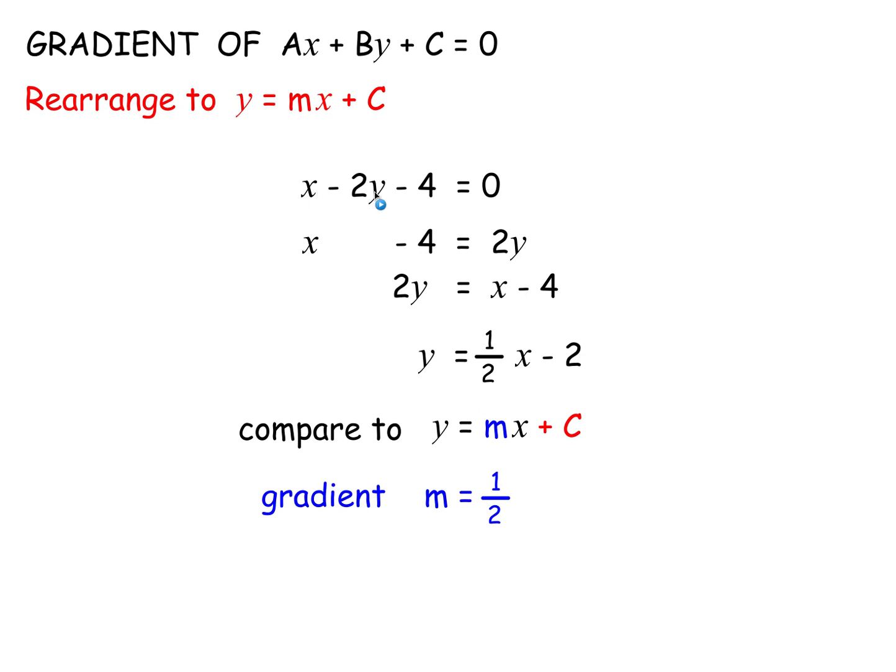So from this form of the equation, I've worked out the gradient by rearranging it into the form y equals mx plus c. That's the commonest use for this general form. You're given this general form in the question and you have to rearrange it to find out the gradient.